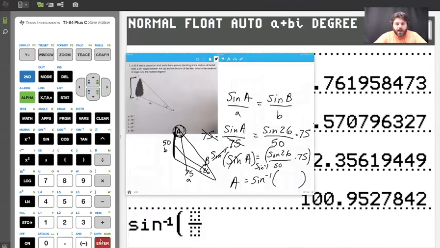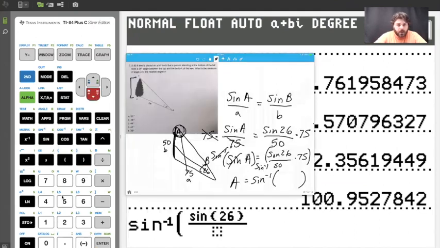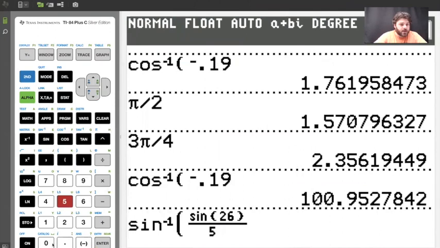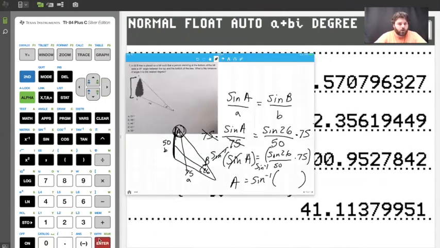And then what did I have here? I had the sine of 26, divided by 50, times 75. Close the parentheses, hit enter: 41 degrees, 0.11, 41.11.